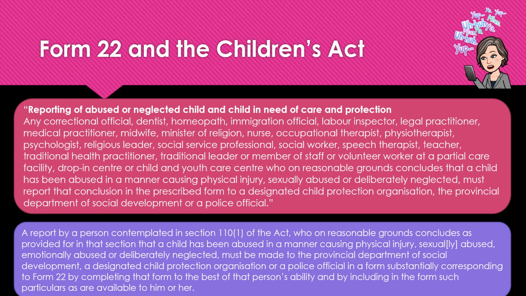There are general regulations attached to that Act, and Clause 33 from that says how you should go about reporting this, which basically says, once again, that if you on reasonable grounds conclude that a child has been abused in this manner, including emotionally abused, I might add, you need to fill in a form that looks as much like a Form 22 as possible to the best of your ability and include as much information as you have available to you on that form.